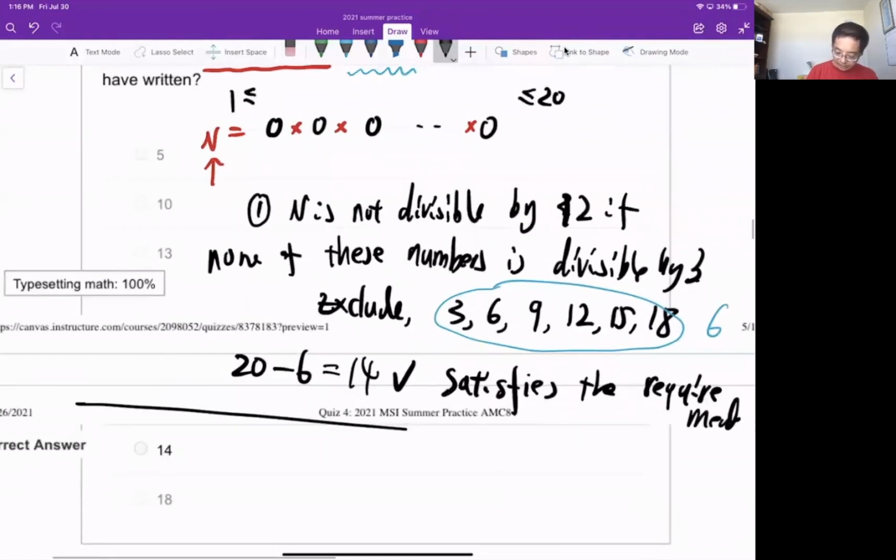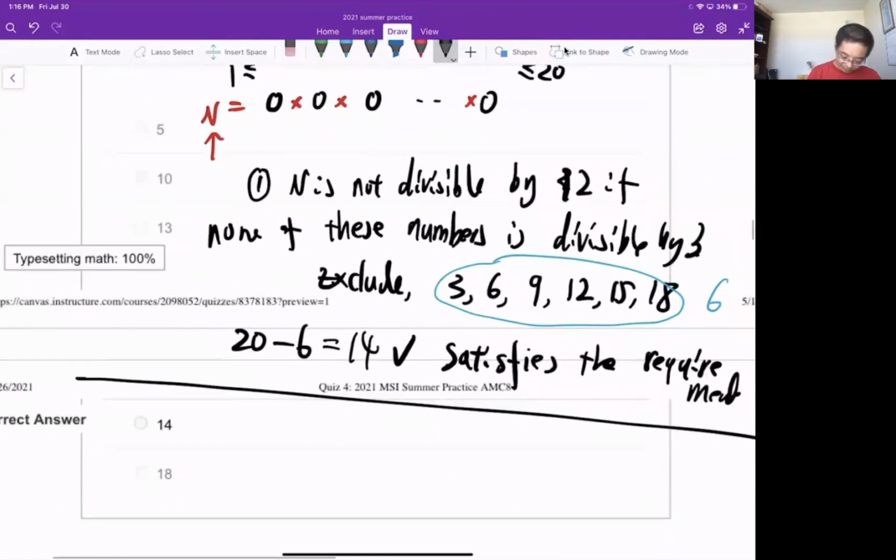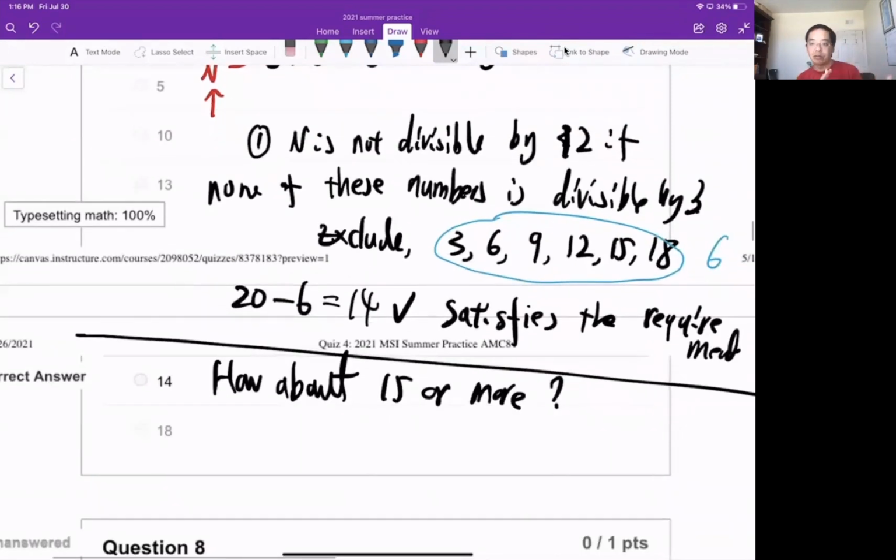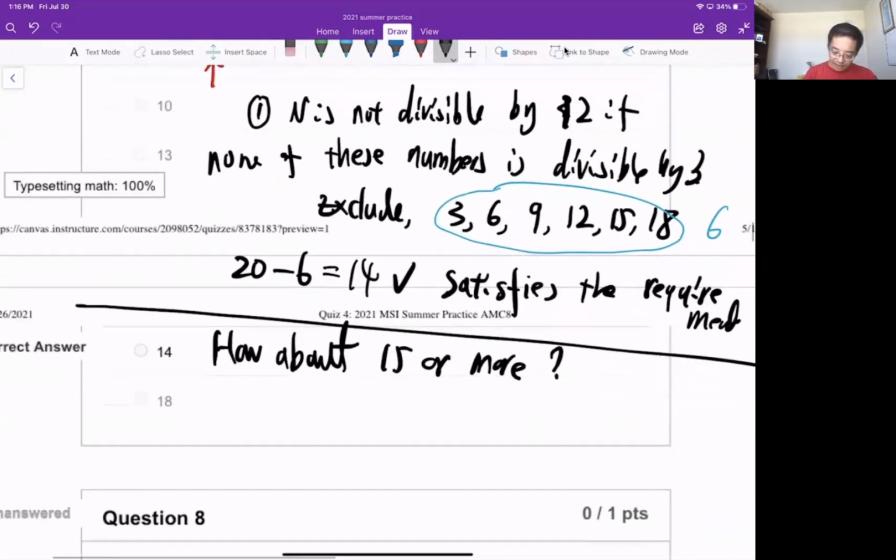Now the question is, how about more? So that's the easier case. Can we choose 15 or more? That's the question. If we are able to find some clever way of choosing numbers so that we can have 15 or more... The answer is no.